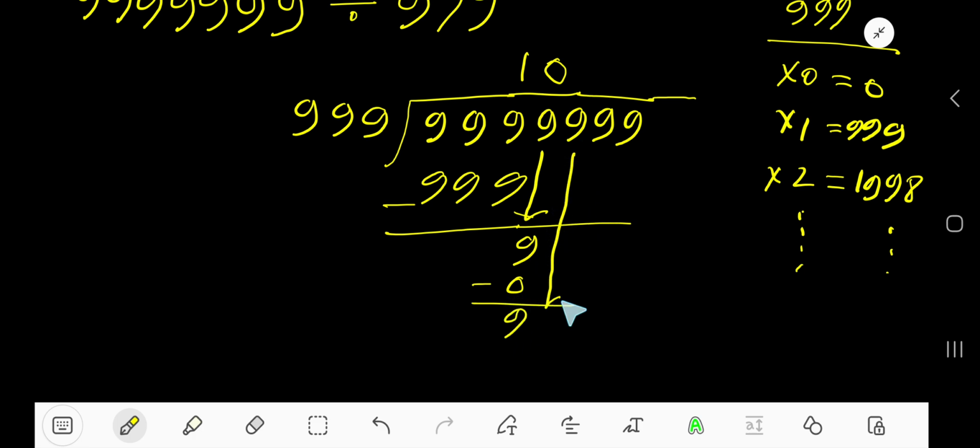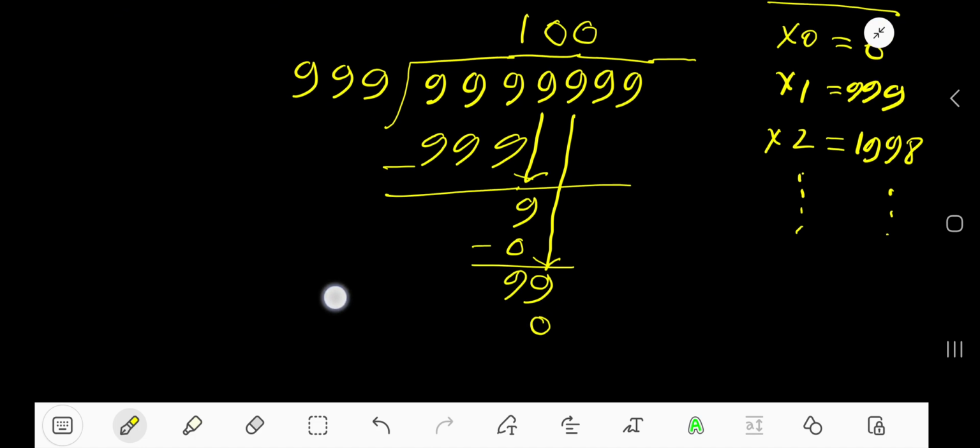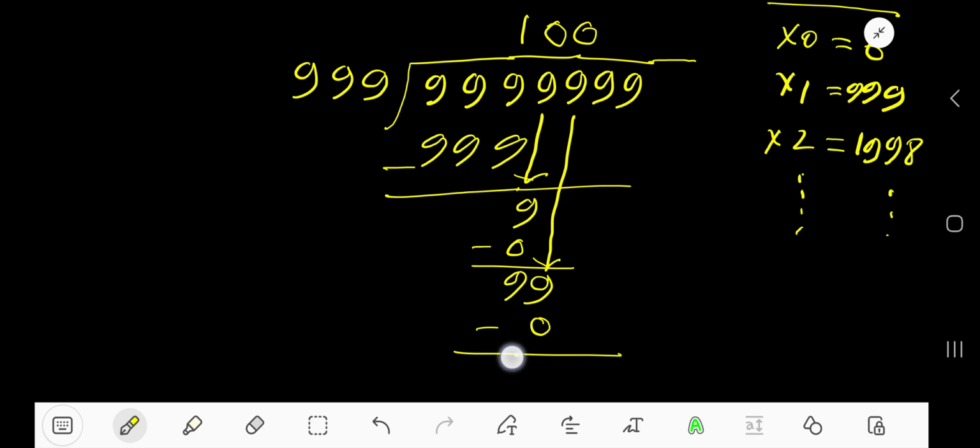Bring down this 9. So we are getting 99. So 999 goes into 99 how many times? 0 times, as 99 is less than 999. 0 times 999 equal to 0. Subtract, you are getting 99. Bring down this 9. So 999 goes into 999 how many times?